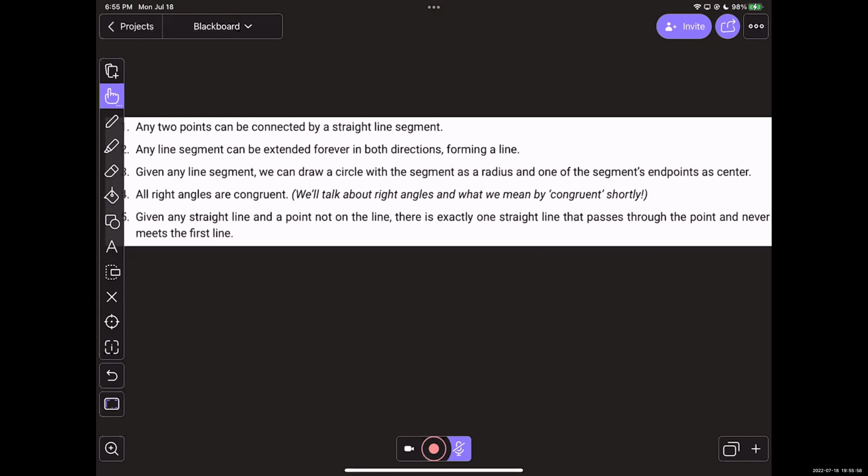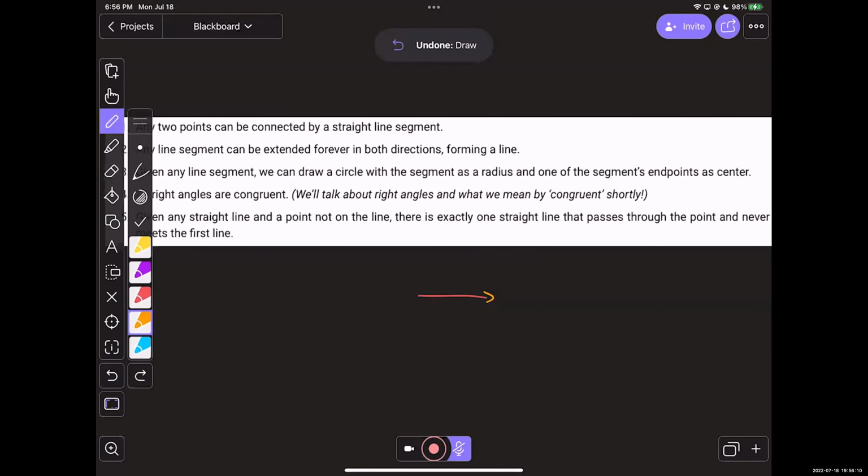And any line segment can be extended forever in both directions, forming a line. Well, I can show it for a single one. For this one, I just add on the arrows, boom, it's a line now. But how do I show that it's true for every single line segment? There's not a way for me to do that. So that's why for these examples, it's impossible to actually prove that this is true.